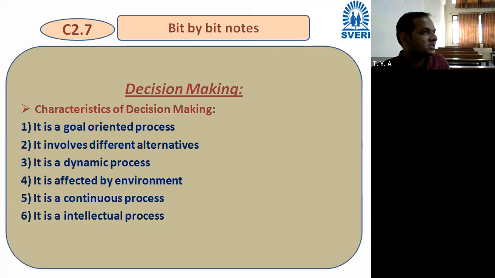So in short, decision making is affected by environment, not only physical environment, but situation, finance situation, employee situation, owner situation, recession situation, we don't know. Not only environment meaning the physical environment which we are understanding, beyond that also environment may be there. So that's why decision making is environment based. It may be affected by environment.